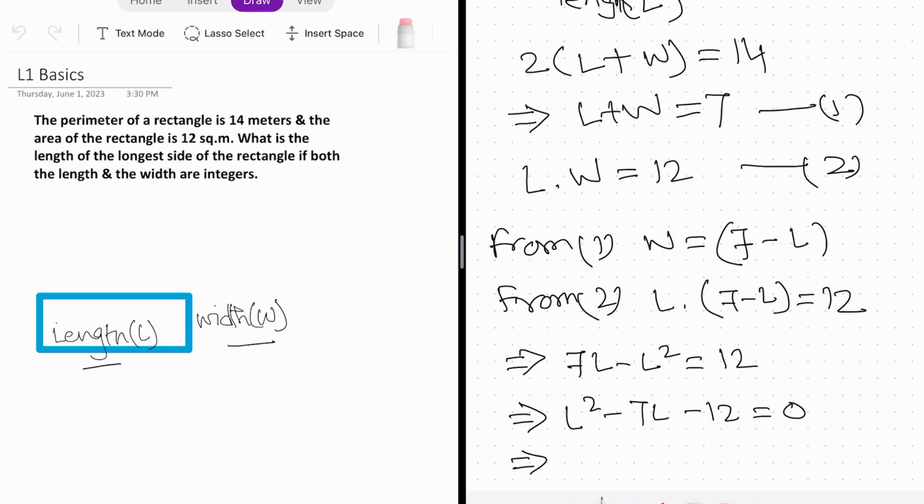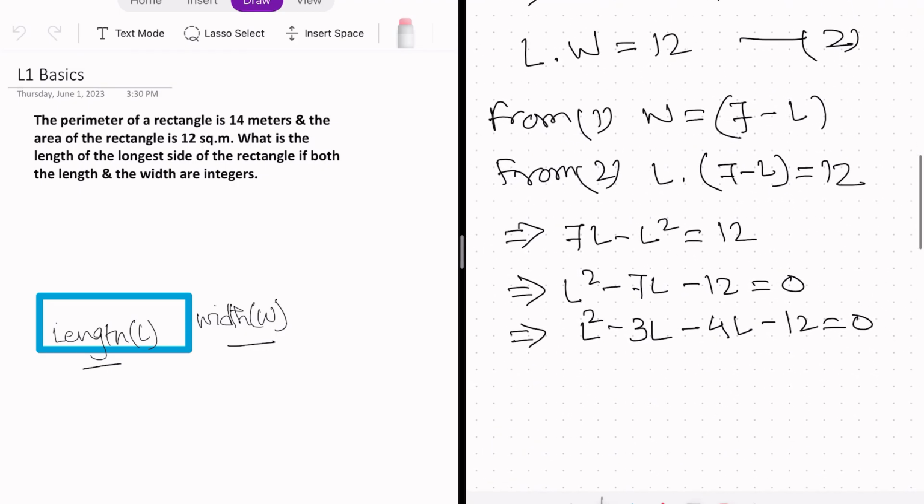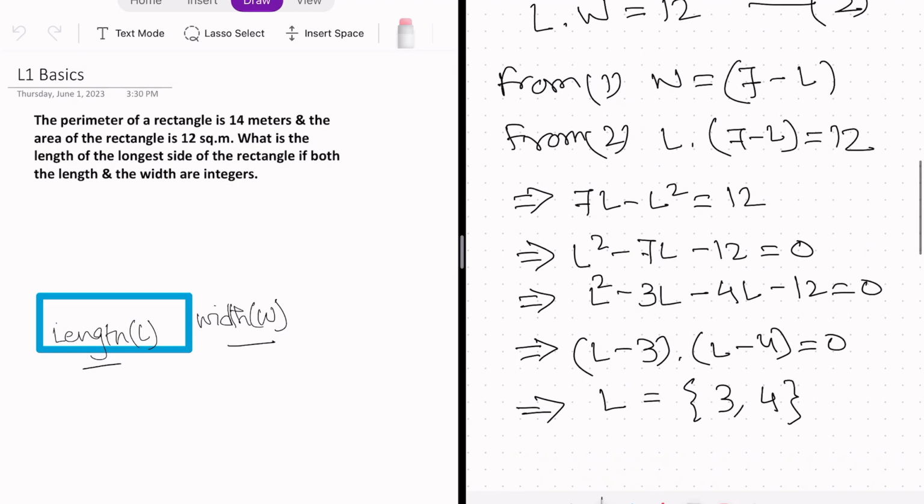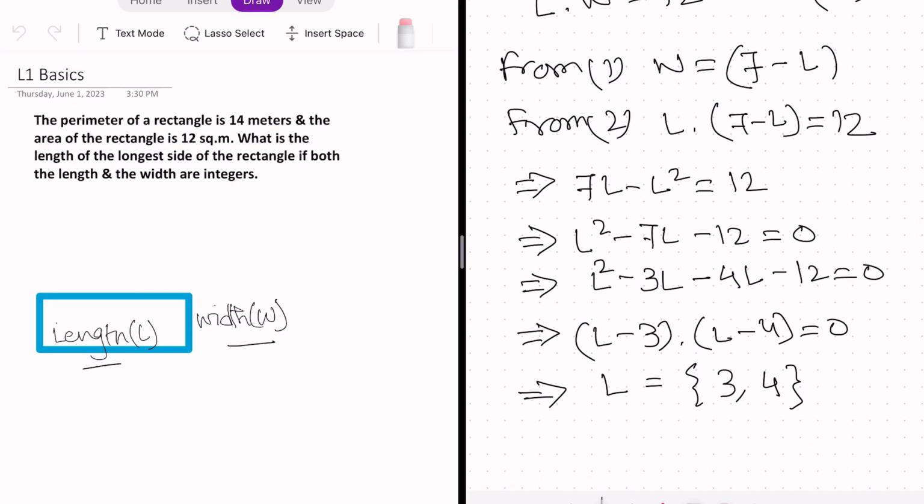or L square minus 3L minus 4L plus 12 is equal to 0, from which I get the factors L minus 3 times L minus 4 is equal to 0, which gives the values of length could be equal to 3 or 4. Now we have to choose the larger of the two values as the question is asking. Then I'll choose L to be 4.